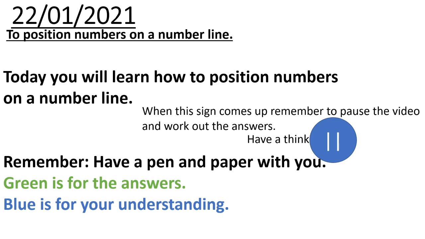The green text is for the answers and the blue text is for your question understanding. When this sign comes up, remember to pause the video and work out the answers. The sign is this: have a think, and then this pause symbol. Now, with that being said, let's get into the video lesson.